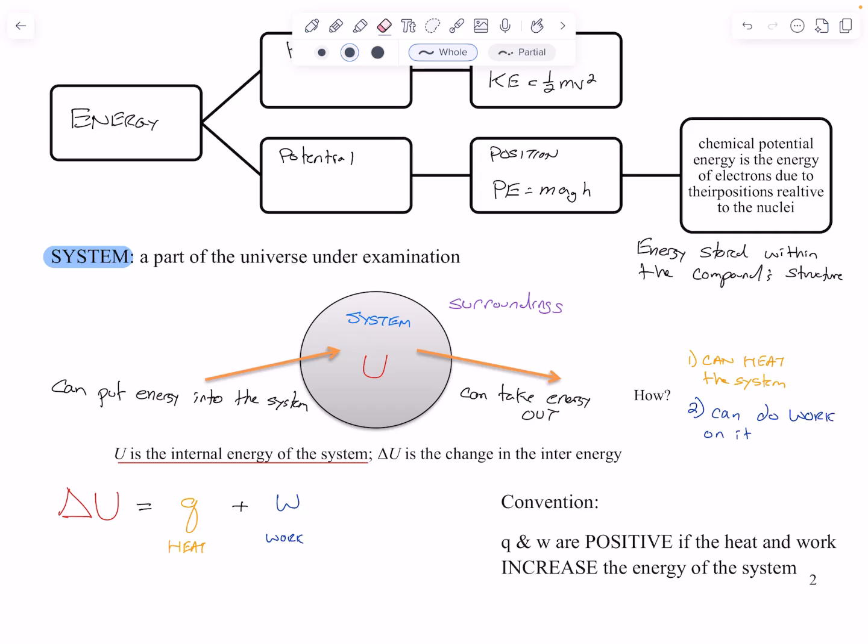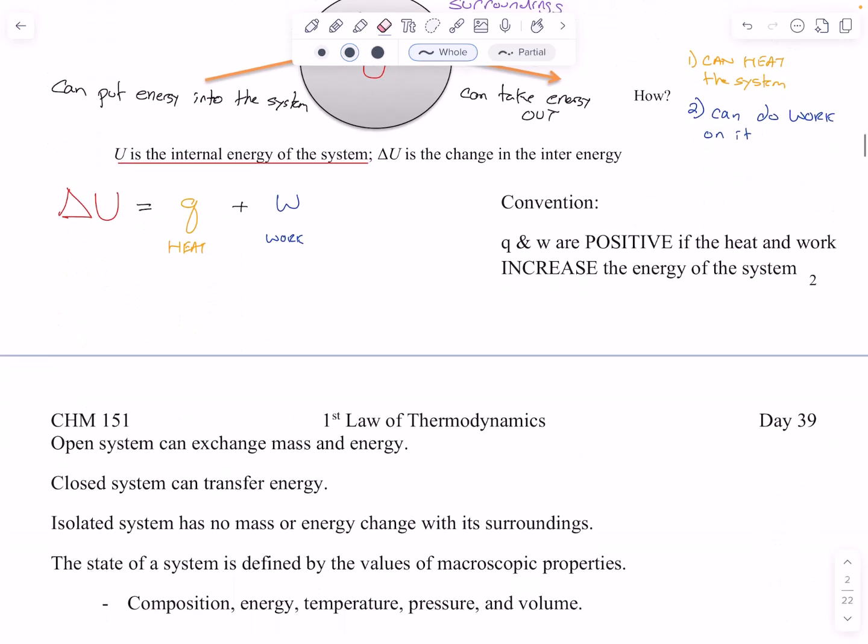Okay. And so now your book tells you a couple different things, right? Open systems can exchange mass and energy, right? Like humans, we're very open systems. Closed systems can only transfer energy. And isolated systems have no mass or energy change. All right. Now, the system has a state. Okay. Now, this is not necessarily the same as a state of matter, but it has a state. All right. Composition, energy, temperature, pressure, volume. These are the conditions, the states of how it works.